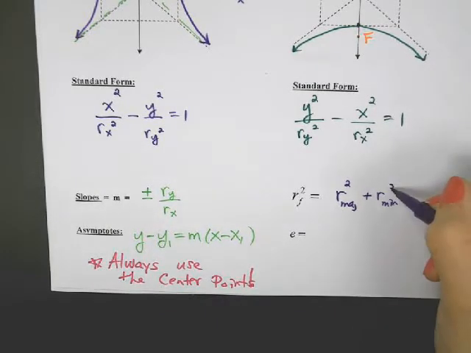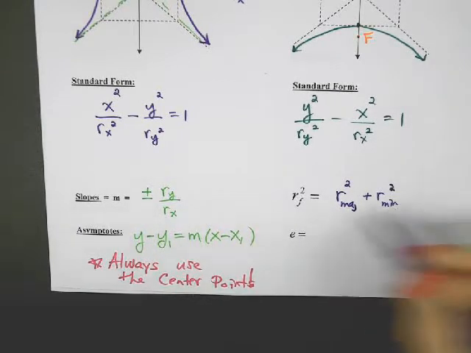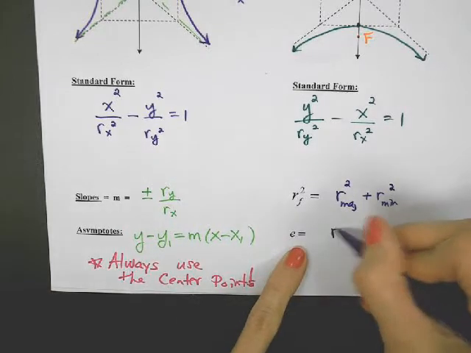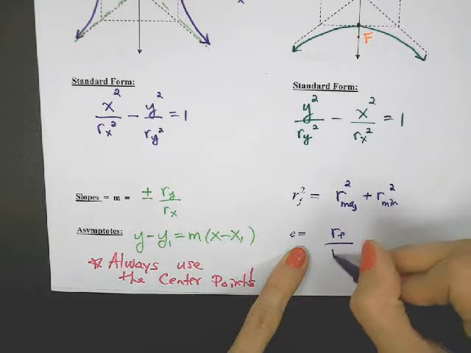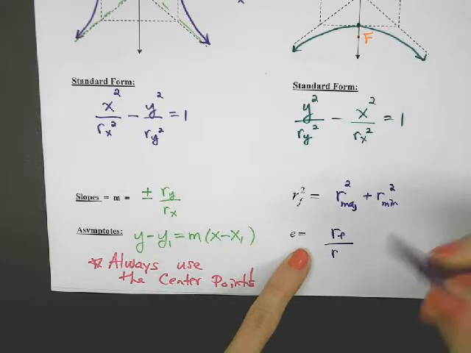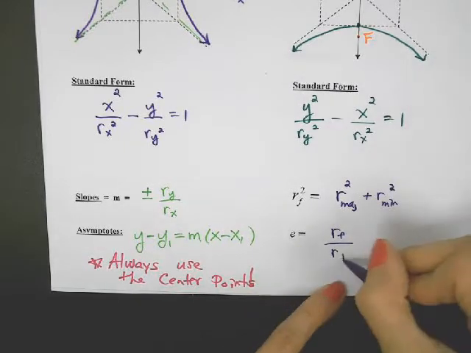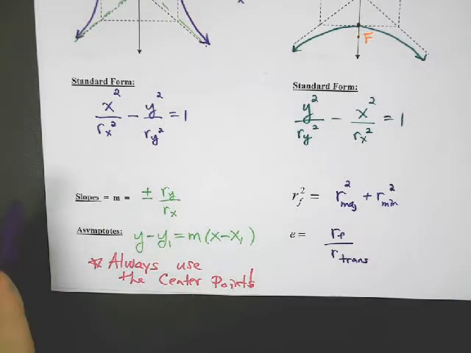But I guess it doesn't matter where you put them since it's plus. So is this the x or this the y? It doesn't matter, you add them together. Eccentricity is r sub f over, now what's important when you're a hyperbola? I don't care who's major. When you're looking at hyperbolas, I care about who is the transverse. And we'll do some more work with r sub f tomorrow.